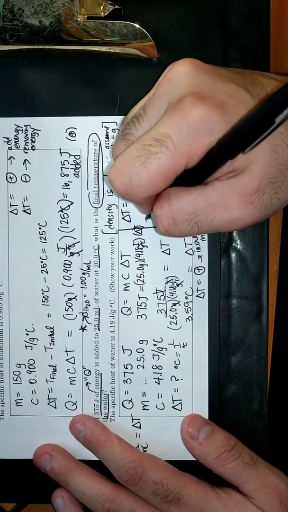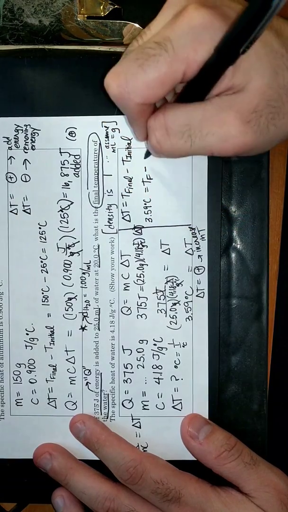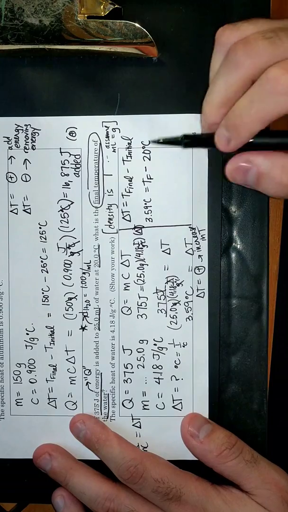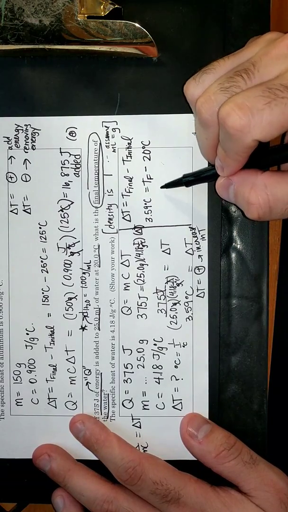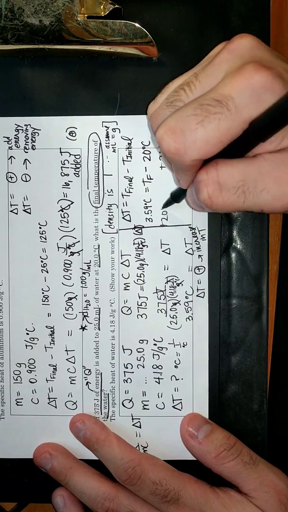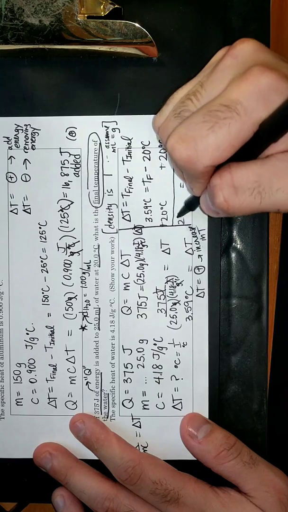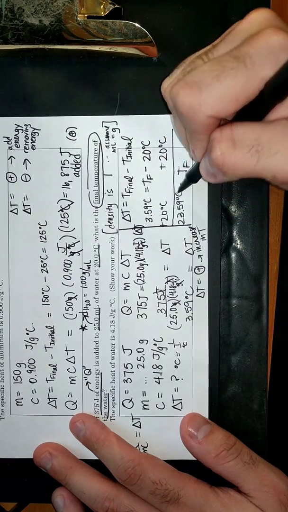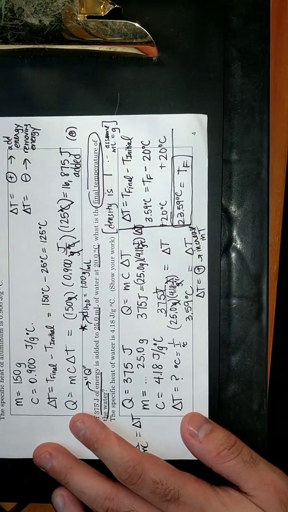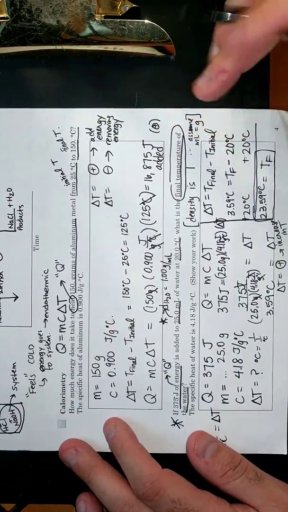So my delta T is 3.59 degrees Celsius. My T final, I don't know, but my T initial is 20 degrees Celsius. I'm plugging these in. If I want to solve for T final, I will add 20 degrees Celsius to both sides. And I will get T final is equal to 23.59 degrees Celsius.